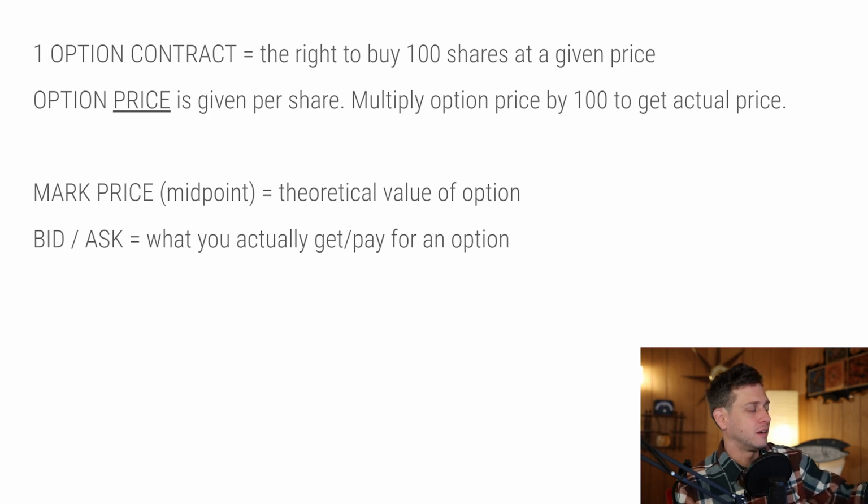So, the bid is what you'd actually get for it if you're selling a contract, and the ask is what you would have to pay in order to buy that option contract.